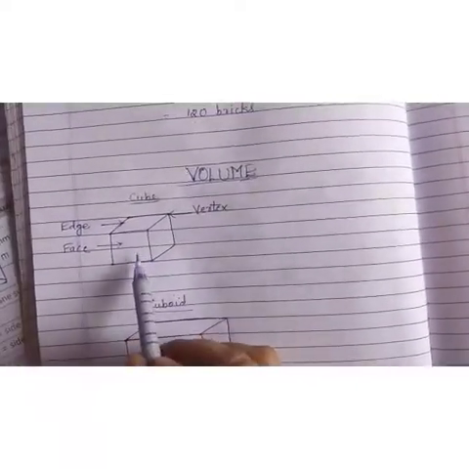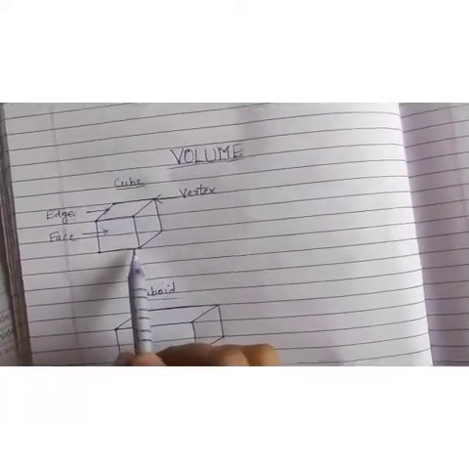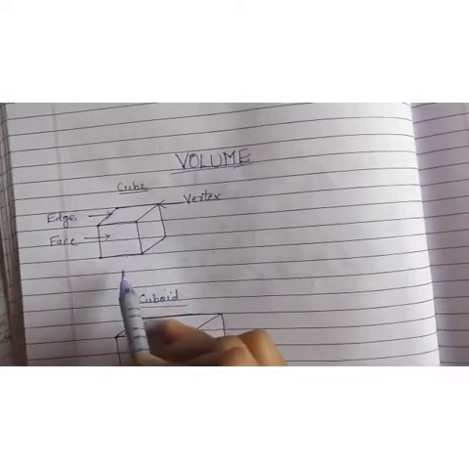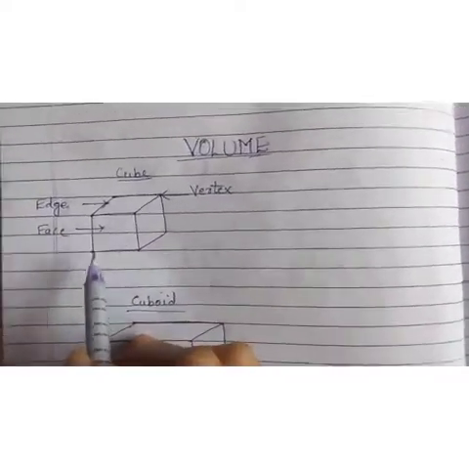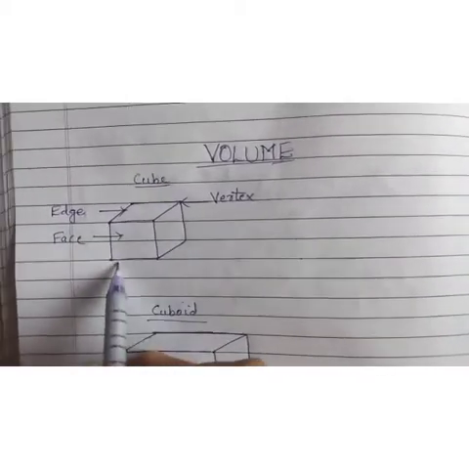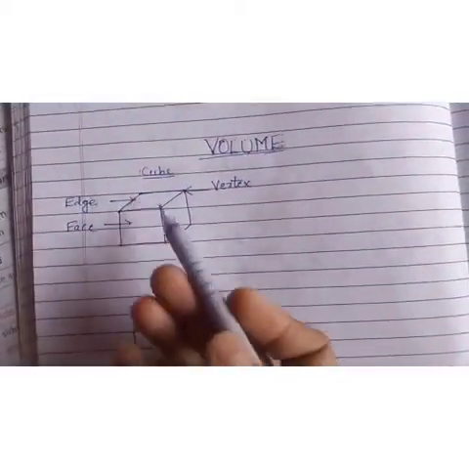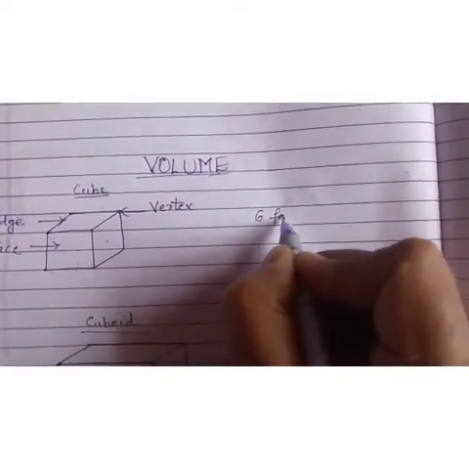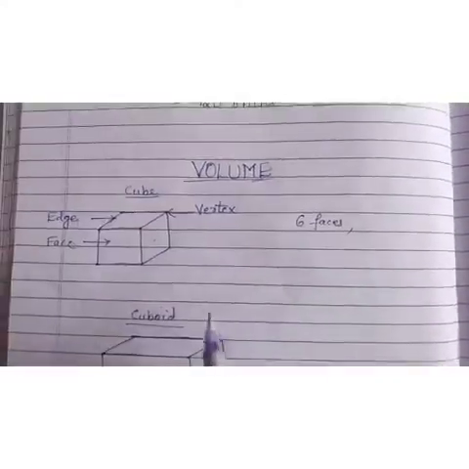So children, the cube is a solid box where every surface is a square and has the same area. When you observe a single face, this is called a face. Here we have one face behind this side, and upper and below. So totally we have 6 faces. A cube has 6 faces.